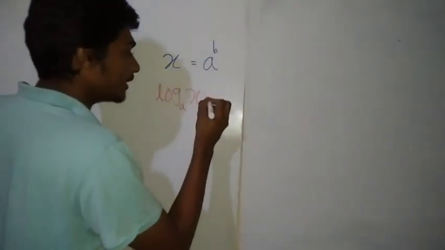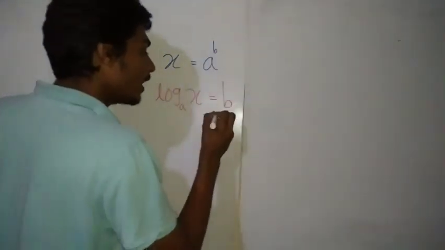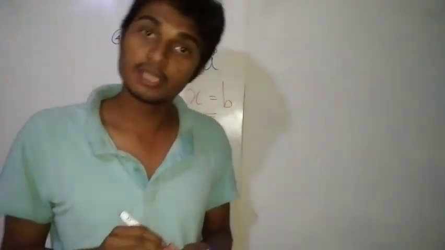So this x is going to come here, and the index will be on the other side. So this is how you do the logarithmic problems.